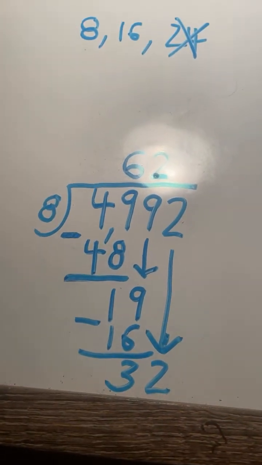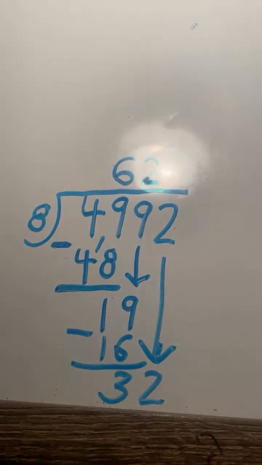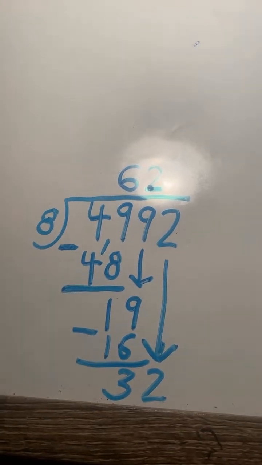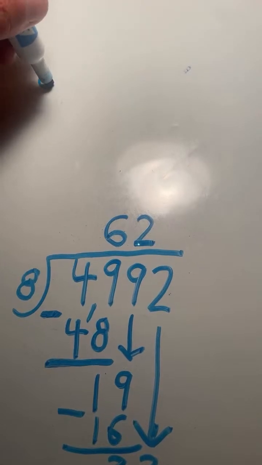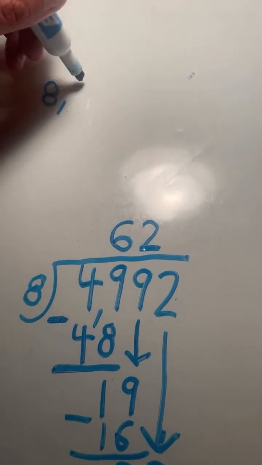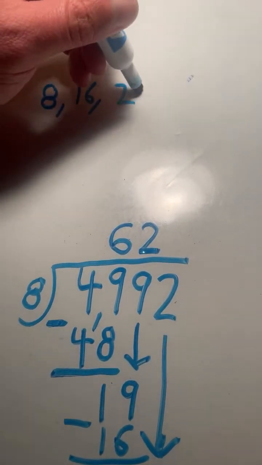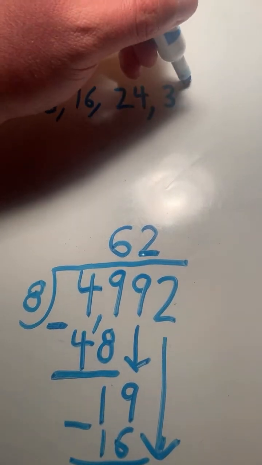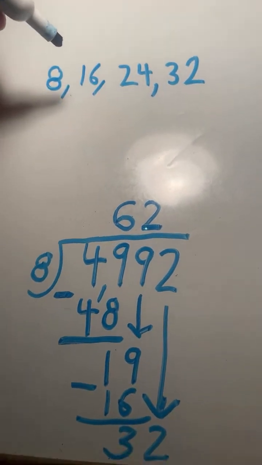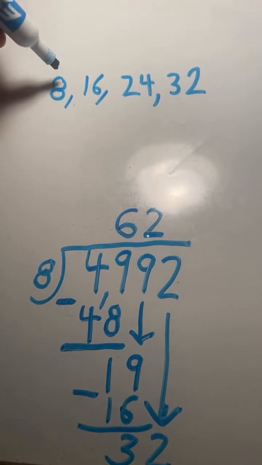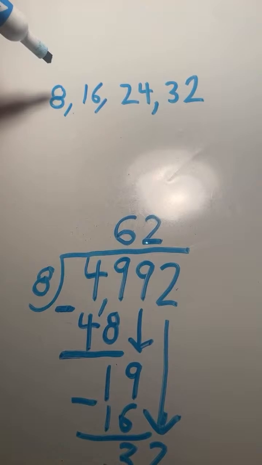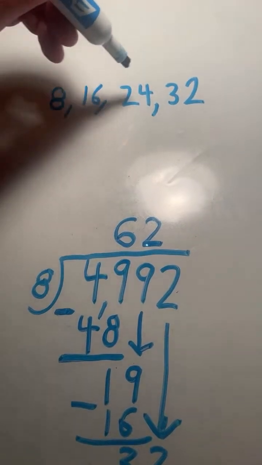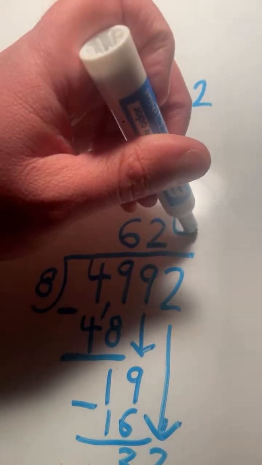Bringing down the 2. So now I have to figure out how many groups of 8 go into 32. So counting by 8s one last time: 8, 16, 24, 32. We were able to get 4 groups of 8 within 32. We ended up counting by 8, 1, 2, 3, 4 times to get to 32.